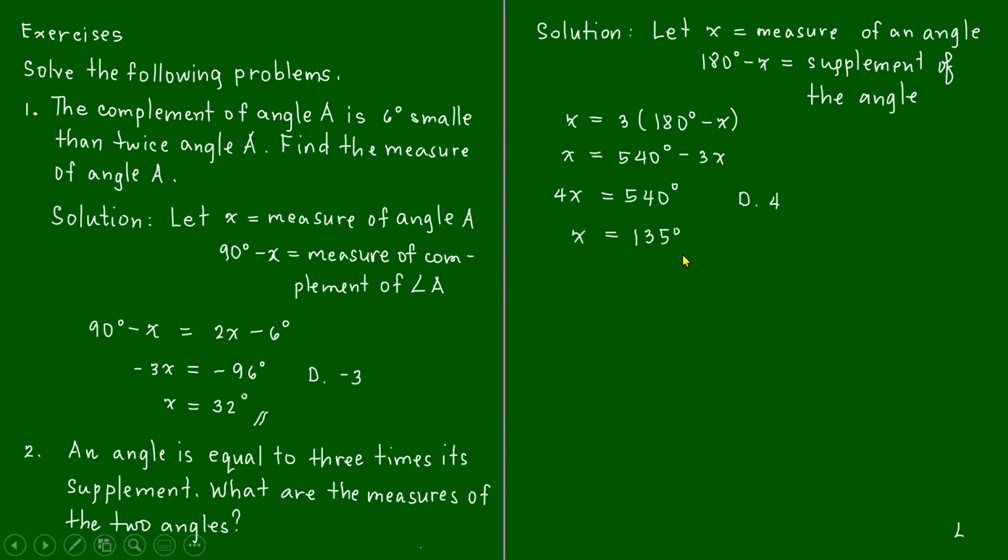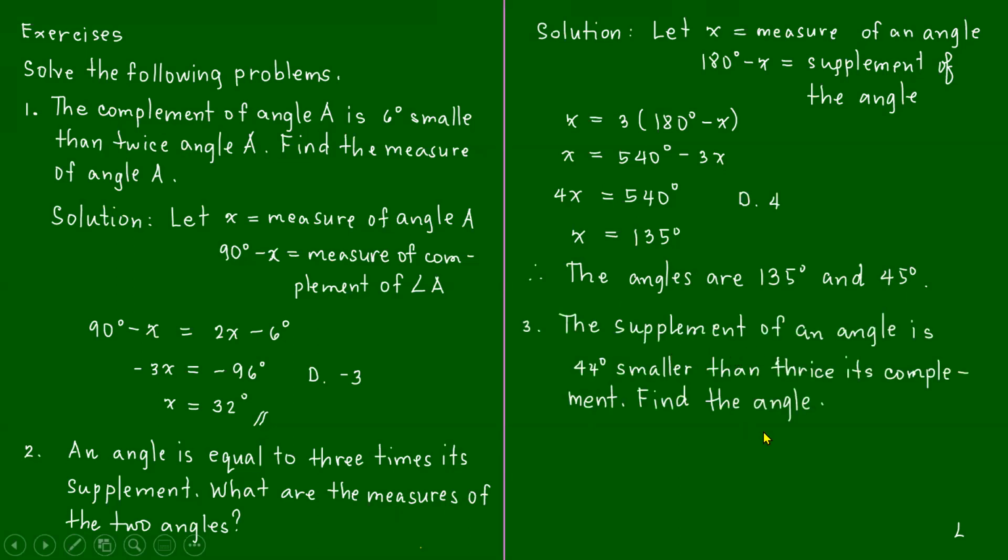So that's the measure of the unknown angle. What about the supplement? Because we are asked of the measures of the two angles. So the supplement, 45 degrees. So therefore, the angles are 135 degrees and 45 degrees. They are supplementary angles.